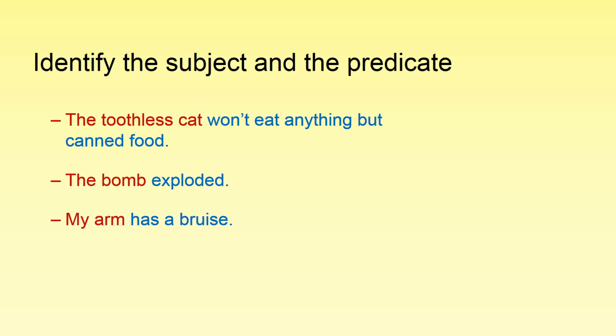The next example we have, the bomb exploded. The bomb being the subject, okay, and exploded being just a verb, but it also functions as a predicate. And our final example here, my arm has a bruise. We have my arm, okay, being that noun or the subject. And what about my arm? Well, it has a bruise.